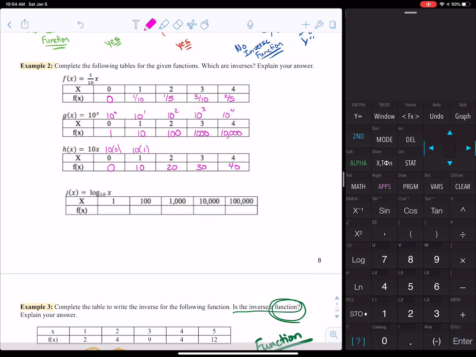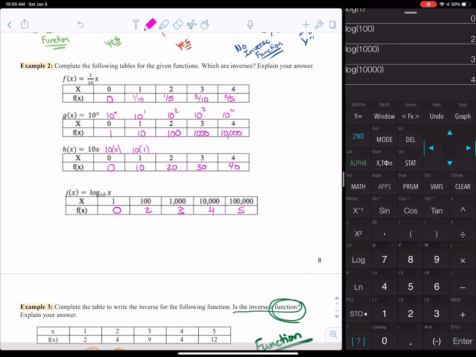Then log base 10 of x. So log base 10 is the log button in your calculator. So you could just type in log of 1 and hit enter, so we get 0. I'm typing this over here on the calculator. So log of 100 is 2. Log of 1,000 would be 3. Log of 10,000 would be 4, and log of 100,000 would be 5.